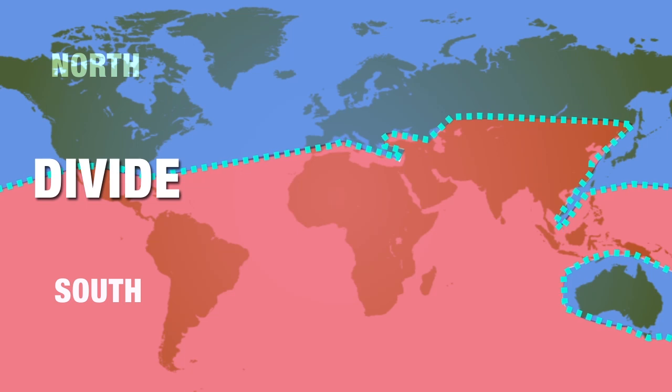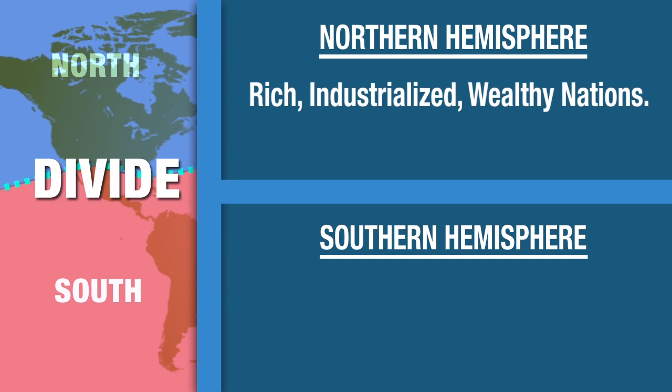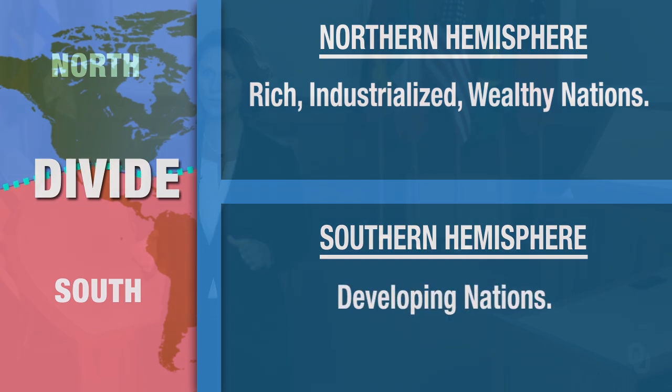So now that we're talking about geography and you've had a look at the global map, let's talk about this concept of the North-South divide. Now when we talk about the North-South divide, we really aren't talking geography necessarily. We're talking more about socioeconomic status and politics. So in the Northern Hemisphere, primarily, we find rich, industrialized, wealthy nations, whereas in the Southern Hemisphere, primarily, we find developing nations. So this is what we mean by the North-South divide, that there's a socioeconomic distinction and a development gap between the North and the South.